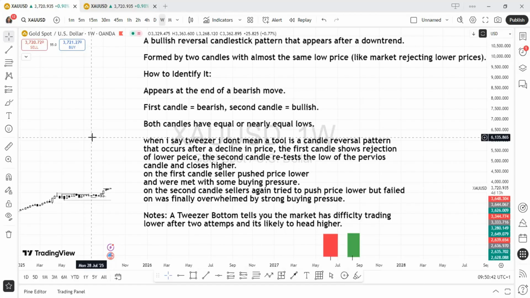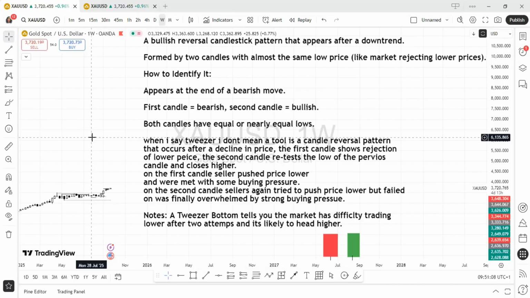Now note, a tweezer bottom tells you the market has difficulty trading lower after two attempts and it's likely to do what? Go higher. So when you see a tweezer bottom, what are you signifying? Signifying that this is a what? A reversal pattern. The market is what? Going to buy. And it appears at what? Your demand or support level. That is where you see it.